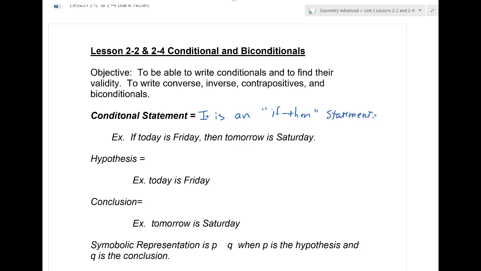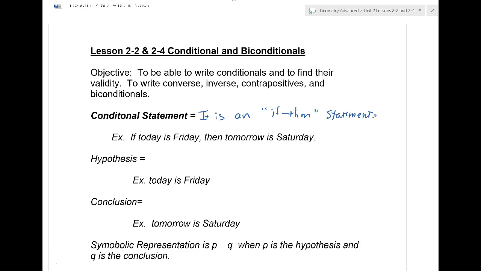So a quick example, if today is Friday, then tomorrow is Saturday. Now, here's another thing. You can actually decide if this is a true or a valid statement. So you can find truth behind this. Is that a true statement at this very moment? No, because what's today? Monday. Tomorrow's going to be what? So therefore, I know it couldn't have been true. So it's an if-then statement.